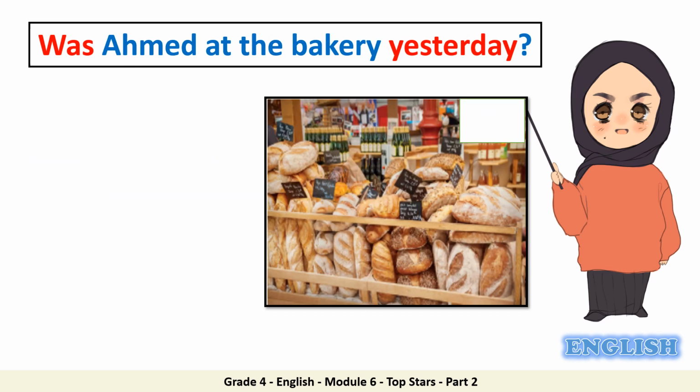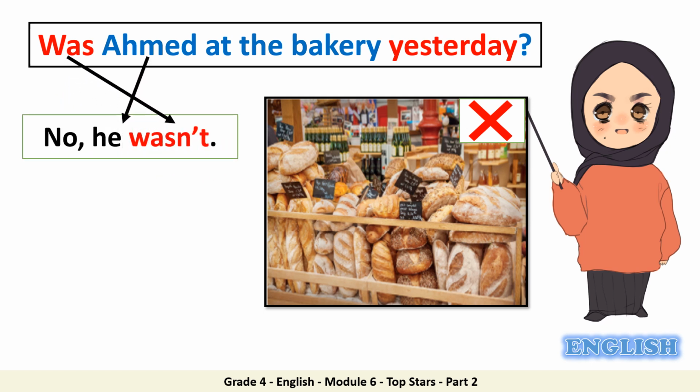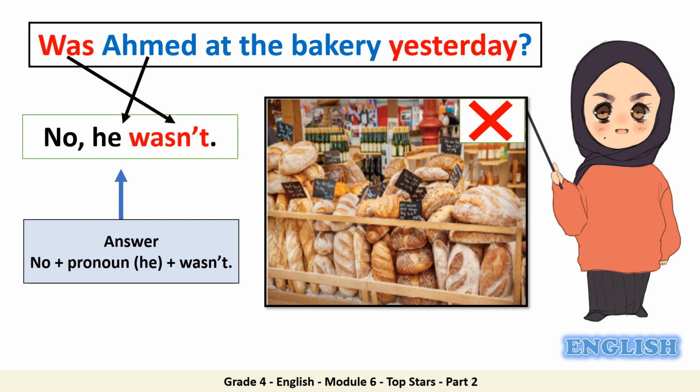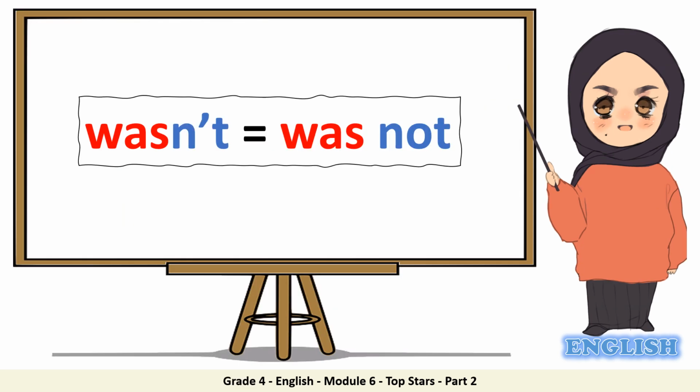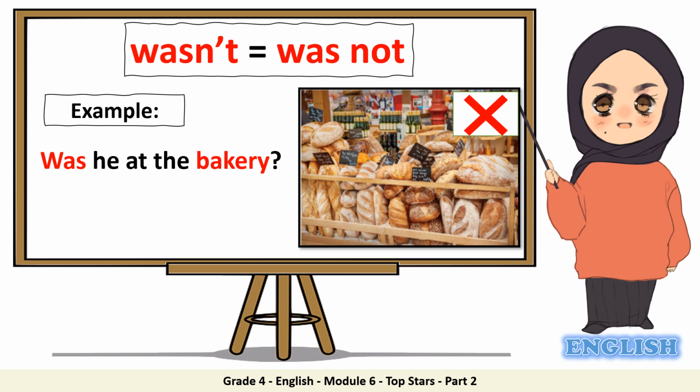Another example. Was Ahmed at the bakery yesterday? Look at the sign at the top of the picture. Great job. No, he wasn't. This is the answer. And let me highlight here that the word wasn't can be written in two different ways, whether was plus N apostrophe T or was plus not, N-O-T. Let's have an example. Was he at the bakery? No, he wasn't. Have a look at the word wasn't.